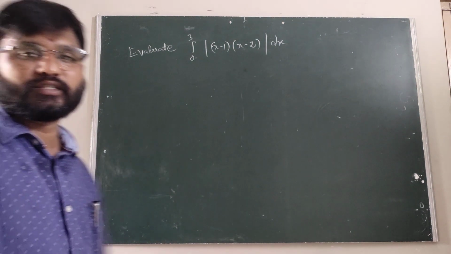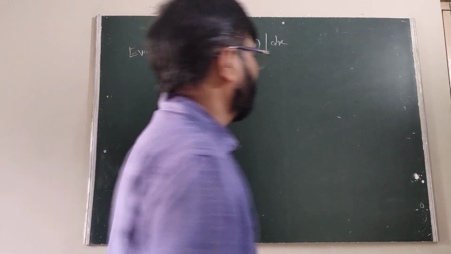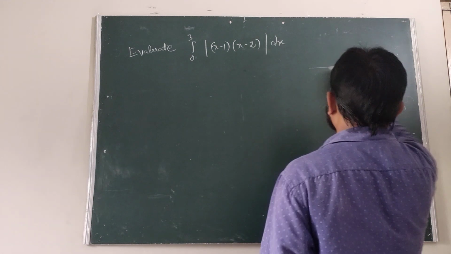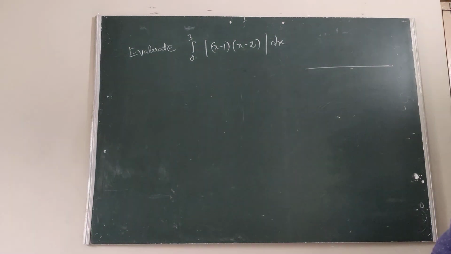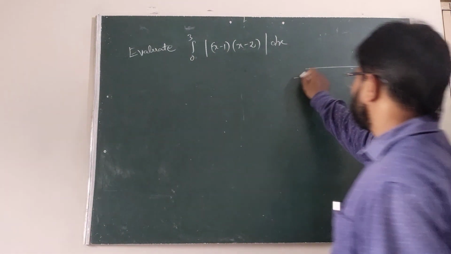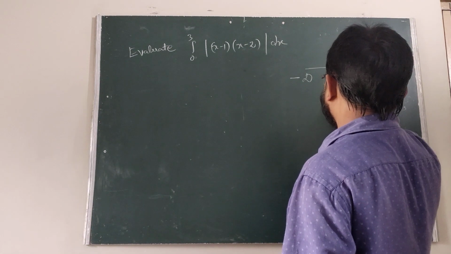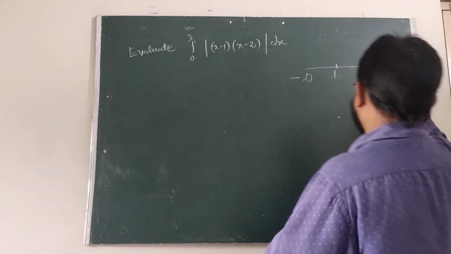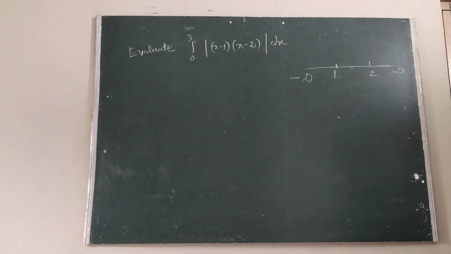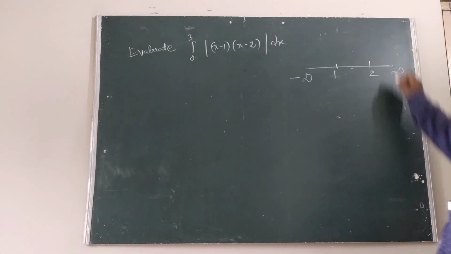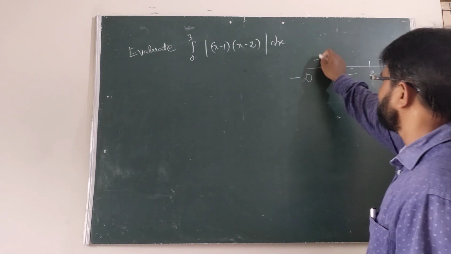Here, what is the special function? Modulus. We have to know that. All of you listen here. This is the number line. First we are taking the number line, from minus infinity to plus infinity. We are taking 1 and 2, the least one on the left hand side, then the right hand side 2. Therefore this is plus, this is minus, this is plus.